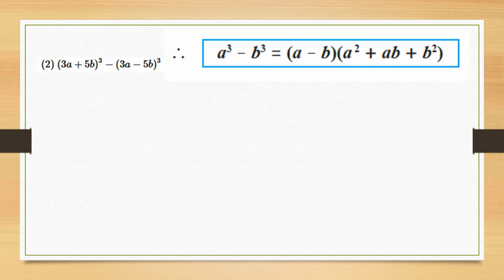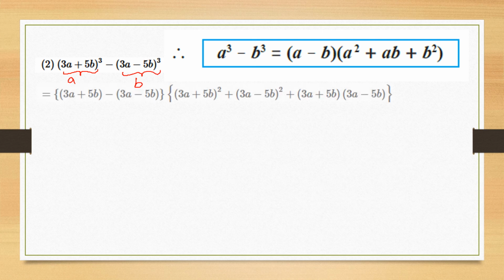We'll do one more sum. The second sum is (3a plus 5b) the whole bracket cube minus (3a minus 5b) the whole bracket cube. So here we'll use a similar technique. This will be a and this entire thing will be b. Now we'll use the formula and expand it. So this becomes (a minus b), so it is (3a plus 5b minus 3a minus 5b) into (a square plus b square plus a into b). So that is (3a plus 5b) the whole bracket square plus (3a minus 5b) the whole bracket square plus (3a plus 5b) into (3a minus 5b).